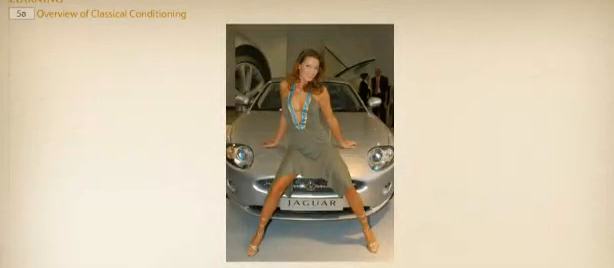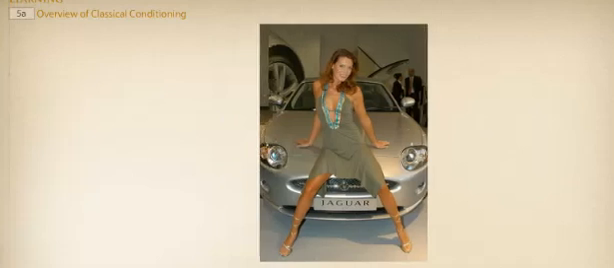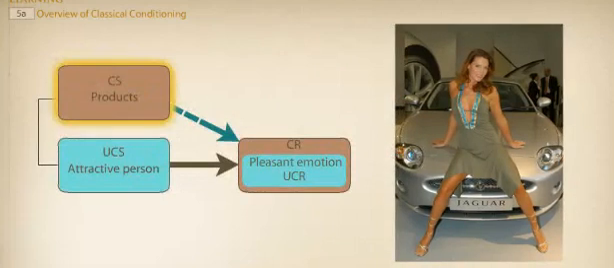Advertisers often take advantage of classical conditioning. Advertisers routinely pair their products with unconditioned stimuli that elicit pleasant emotions. The most common strategy is to present a product with an attractive person. So in a sense, what you're doing is associating the product with the person. Advertisers hope that these pairings will make products conditioned stimuli that evoke good feelings.